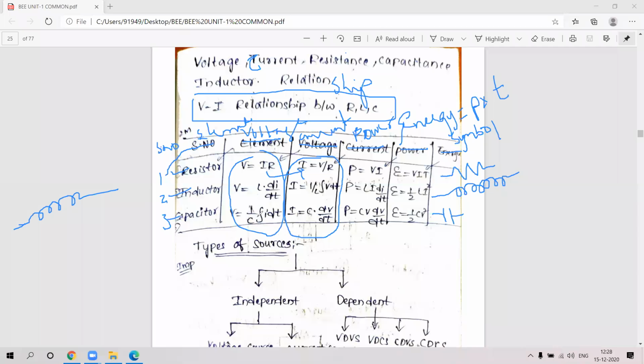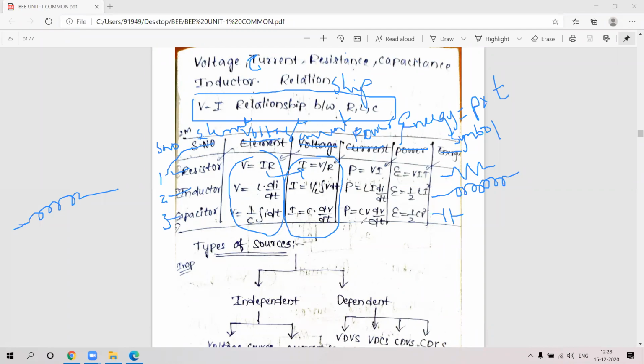And for capacitor, we got voltage is 1 by C integral I dt, and current I is equal to C dV by dt. Power P is equal to CV dV by dt. And energy half CV square. Similarly, just like inductor half Li square, for capacitor we are getting half CV square.